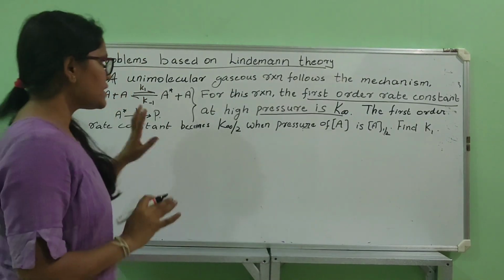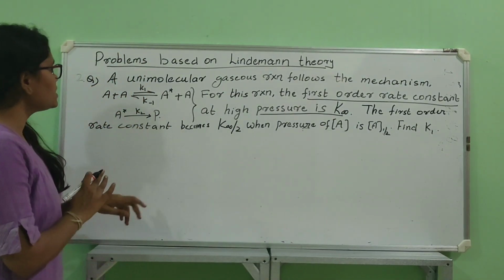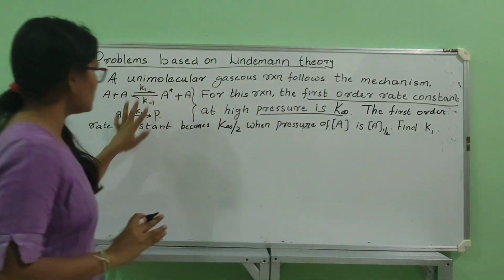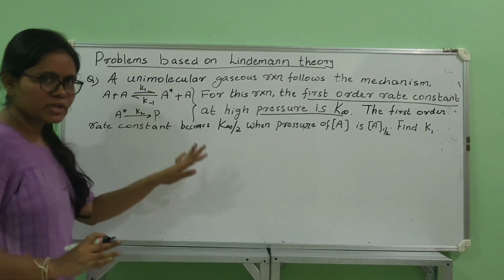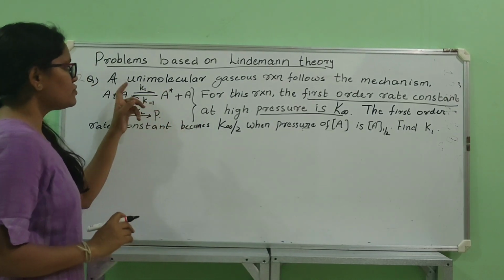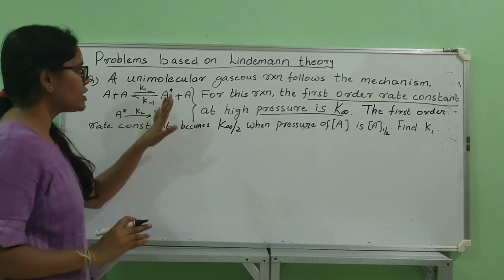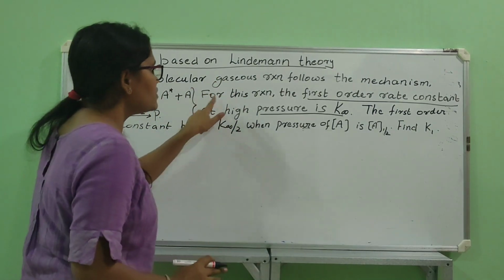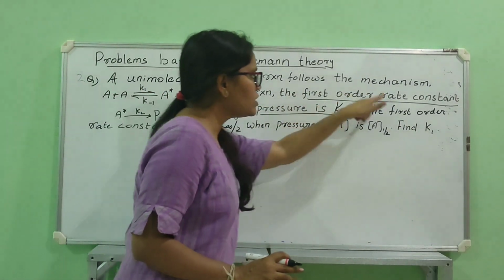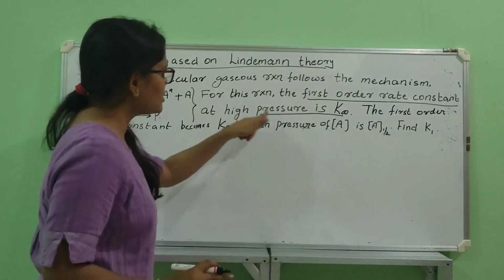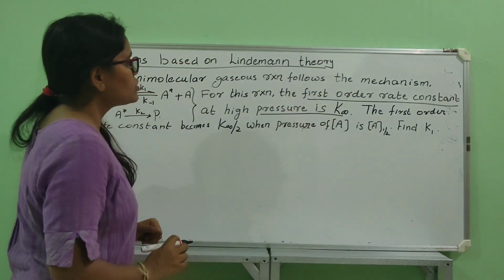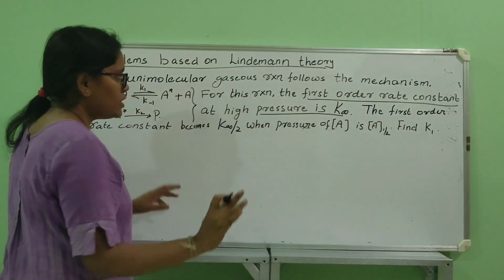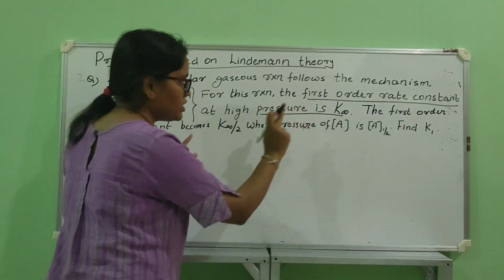So let's solve the second question. So the second question is a unimolecular gaseous reaction follows the mechanism. So the mechanism for unimolecular gaseous reaction is given. So from here you can clearly see that you can apply Lindemann theory to solve this question. For this reaction, the first order rate constant at high pressure is K infinity. So you are given the information on first order rate constant. So in a while we will see what is first order rate constant.